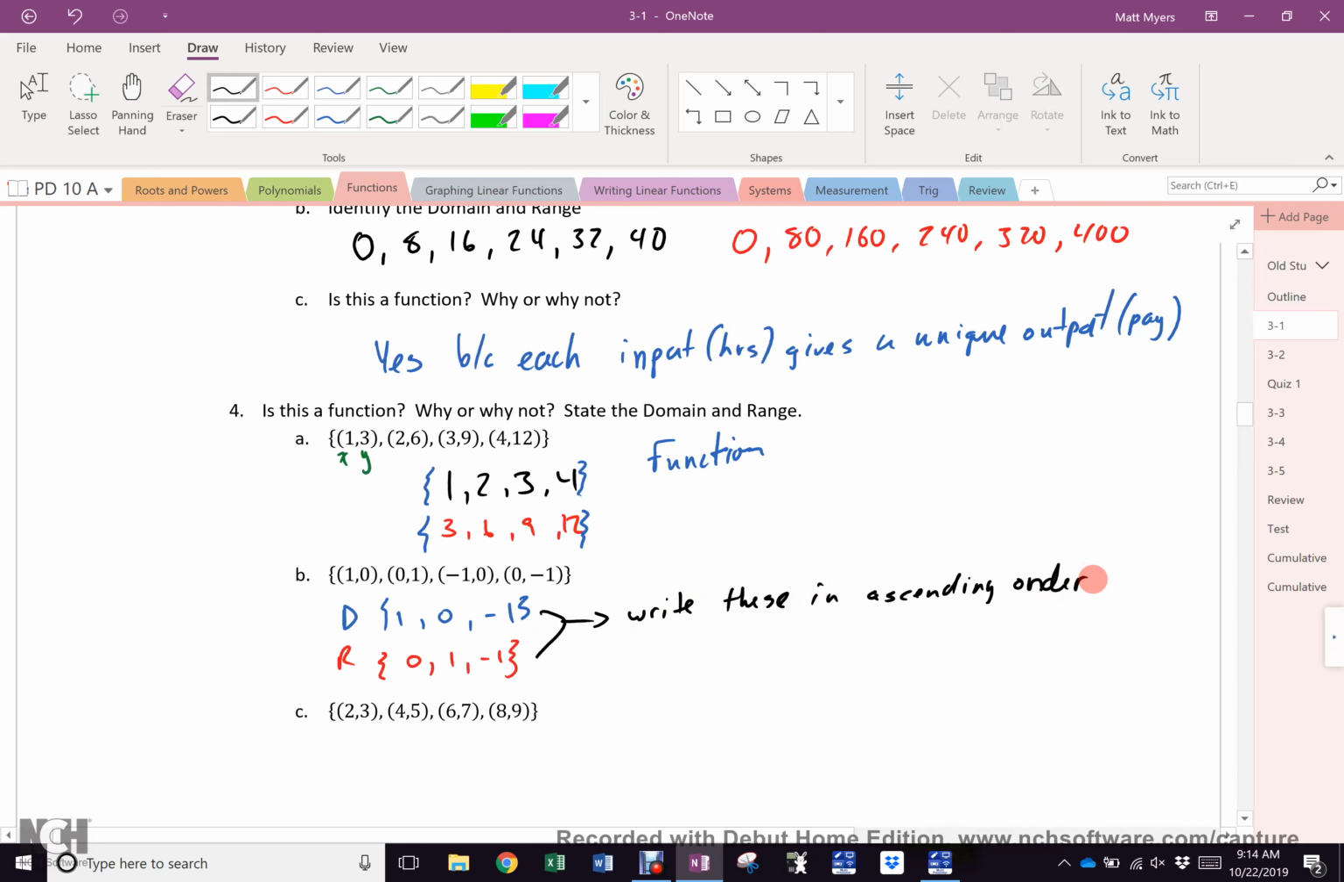So, let's rewrite these properly. Is the domain okay? Is the lowest number first? No. How would I write the domain properly? Negative 1, 0, 1. How would I write the range properly? Negative 1, 0, 1. Now, once I've split them into domain and range, are any of these pairs anymore? Is 0, 0 one of the points? Where? No. Is negative 1 one of the points? No. So we have to remember.